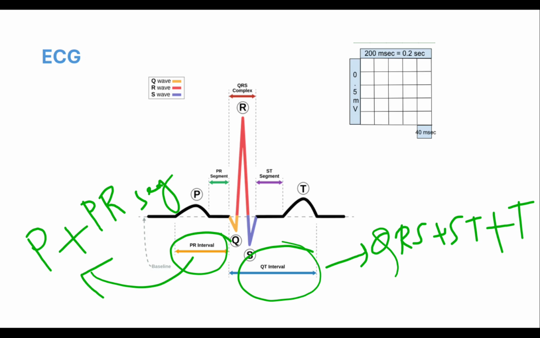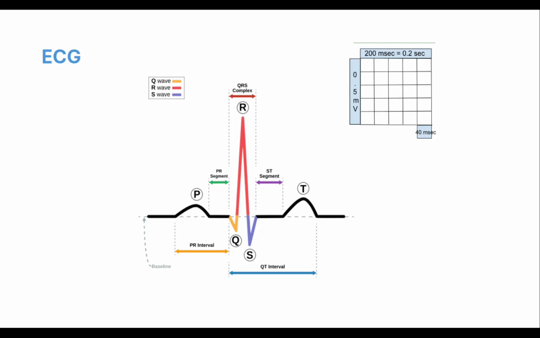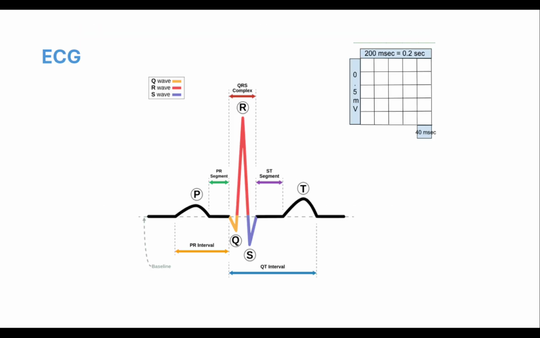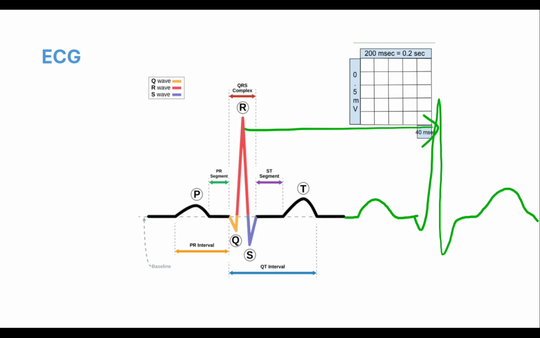Next is your RR interval. Now, RR interval is not within one cardiac cycle. RR interval is between two cardiac cycles. So you will have another P wave, another QRS, and another T wave. In between these two, that is called RR interval. Why do you need to know RR interval? So that you can calculate the rate from the ECG. Okay, so that is regarding the waves, the segments, and intervals.